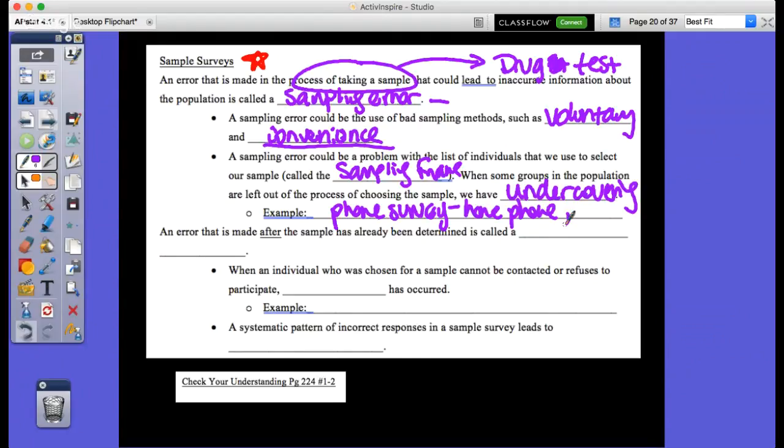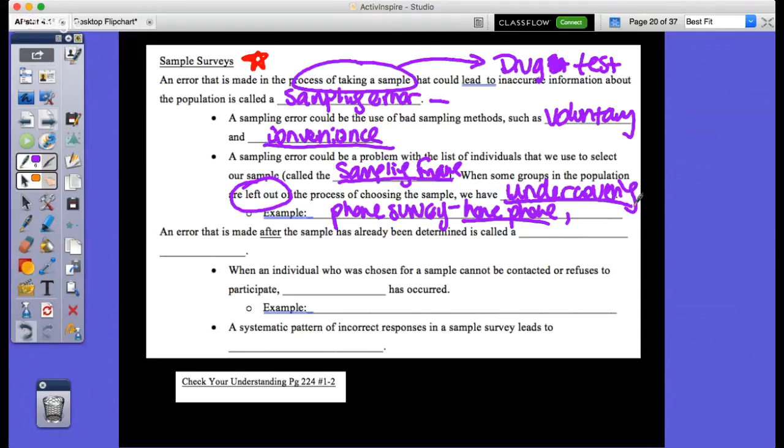That's what we're trying to do. But we go to our home phones. The problem is I don't have a home phone, right? So those without a home phone are left out of the survey. That is a sampling error because of the sampling frame. And because people are left out and it's not representative of the entire population, we call that undercovering, okay?